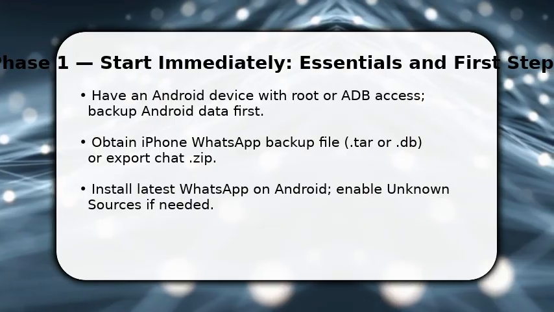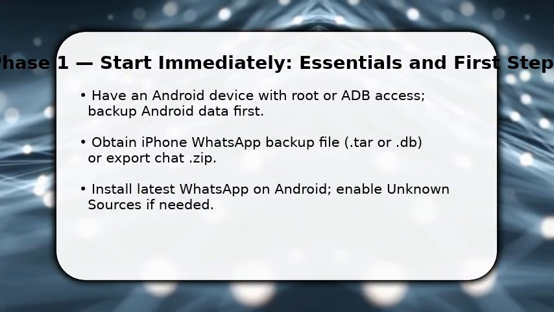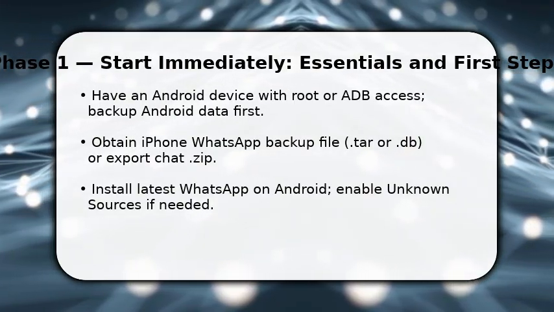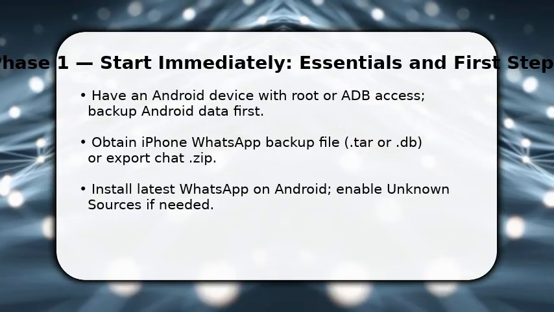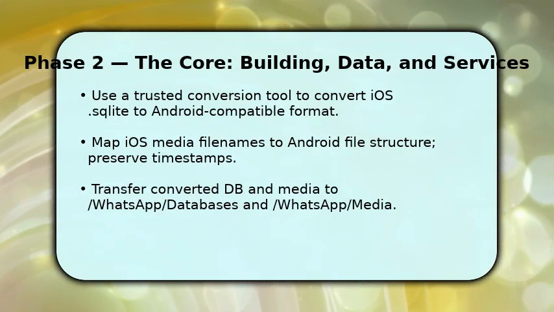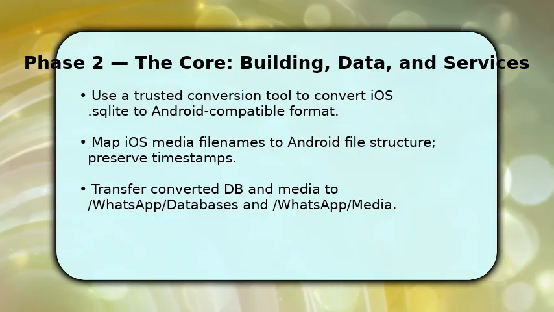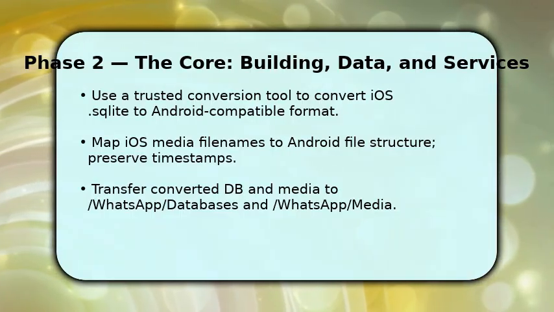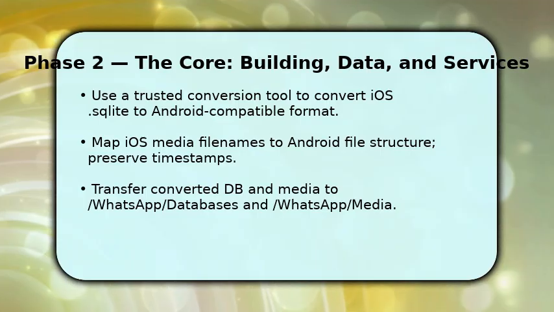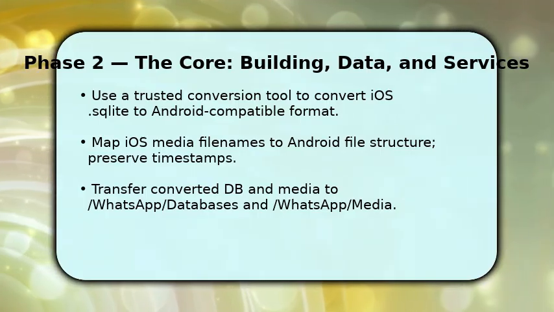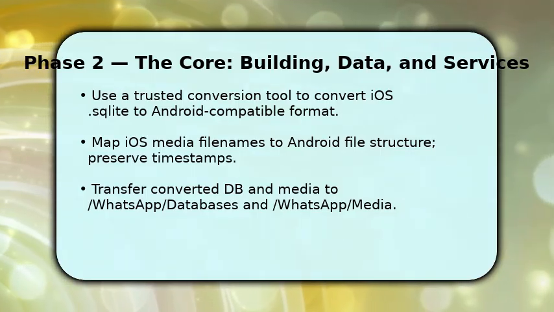Now convert and map. Use a conversion tool that translates iOS SQLite schema to Android WhatsApp format. This handles chat ID, message types, and timestamps. While converting, ensure media file names match WhatsApp Android naming conventions so messages link to images, voice notes, and videos.